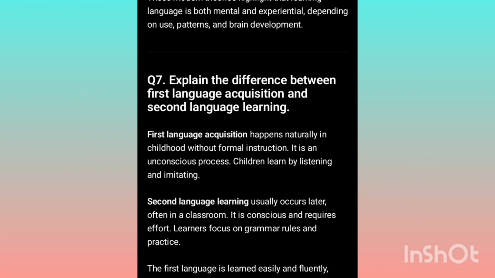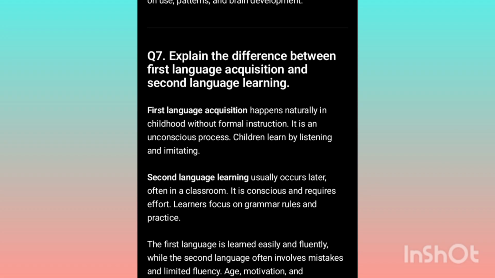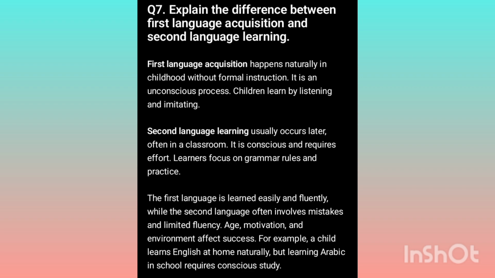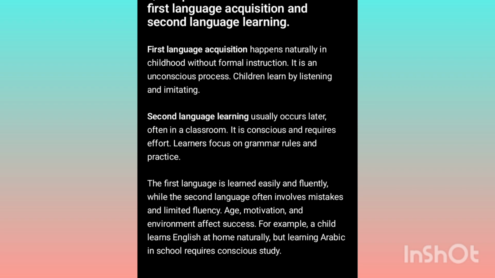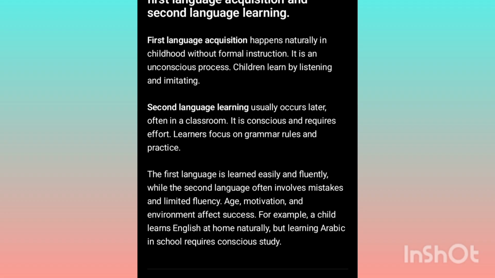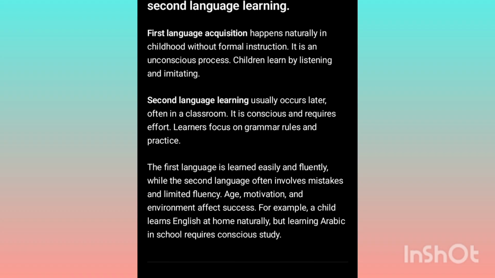Q7. Explain the difference between first language acquisition and second language learning. First language acquisition happens naturally in childhood without formal instruction. It is an unconscious process. Children learn by listening and imitating.